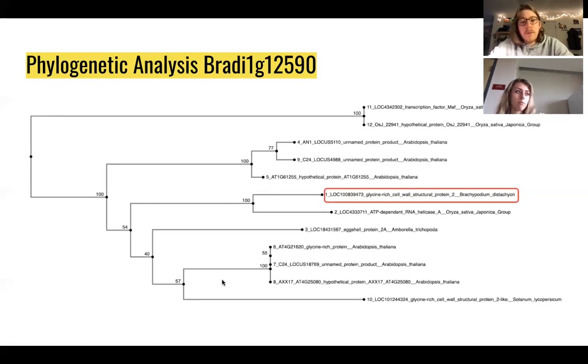We compared our protein sequence predicted by Phytozome to similar sequences in other closely related plants like Oryza, Amborella, Arabidopsis, and Solanum. We found that the closest related protein to ours, indicated in the red box, is an ATP-dependent RNA helicase protein in Oryza sativa. We then use this to compare the expression of this gene in Oryza to the expression of our gene in Brachypodium.